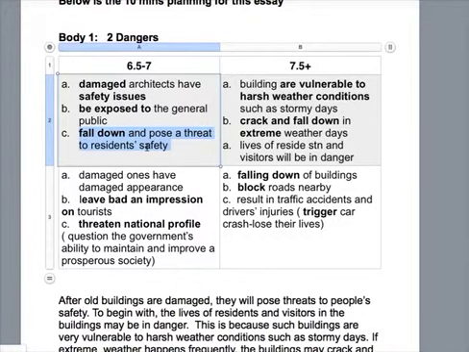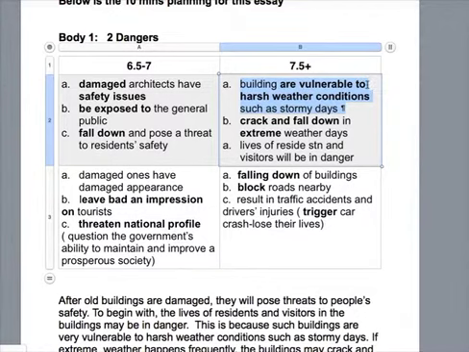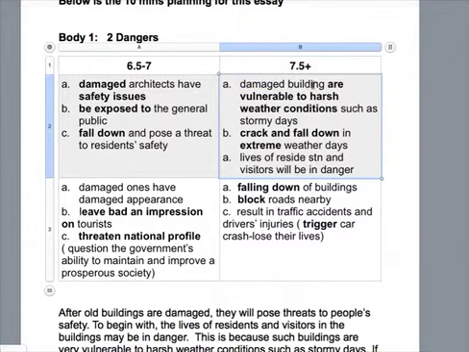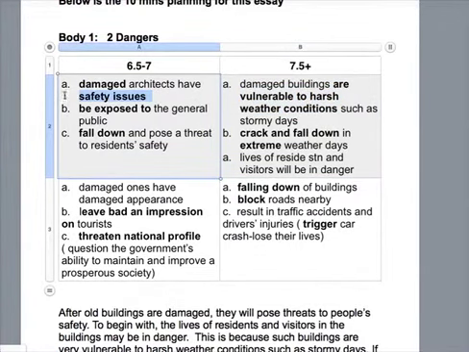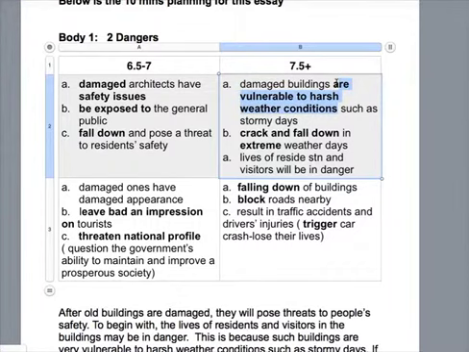This is good, but have a look at my ones. Those damaged buildings are vulnerable to harsh weather conditions, such as. Instead of saying have safety issues, I used more specific phrases. I used vulnerable to harsh weather conditions. So I'm expressing a more specific idea. Next one, crack and fall down in extreme weather days. She used the fall down as well.